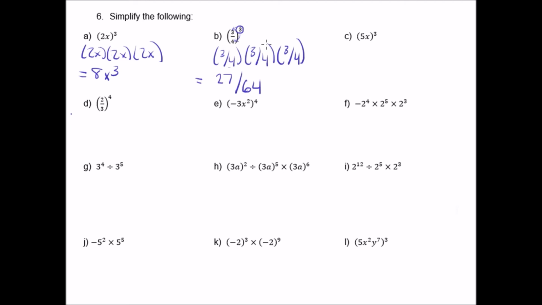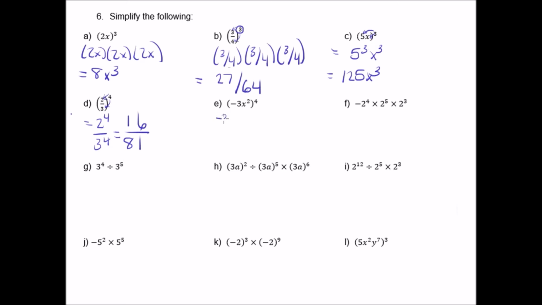Okay, so we multiply the numerators and then we multiply the denominators. Okay, we can use the actual rule by putting the 3 on the 5 and on the x. Okay, so 5 to the 3 is 125 and then x cubed. So you can do it that way as well. The 4 is on the numerator, the 4 is on the denominator. 2 to the 4 and 3 to the 4. 2 and 2 is 4, 8, 16, 3, 9, 27, 81. Here we go.